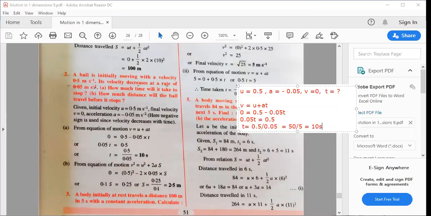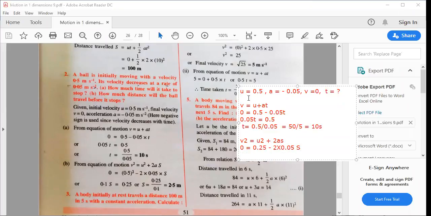Now, how much distance will the ball travel before it stops? So I think you can apply this formula. This is much easier because, okay, we can use any formula, but try to always smartly handle which formula you have to use. Now here v square is 0. u square is 0.5 squared. Can you tell me? It will become 0.25 plus, so minus, so minus 2 into 0.05 s.